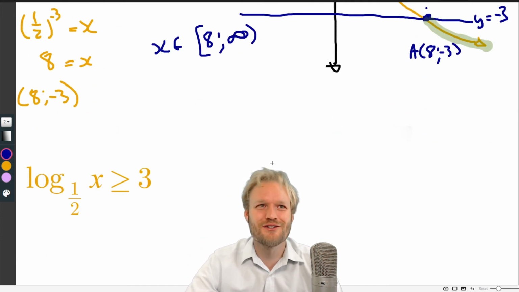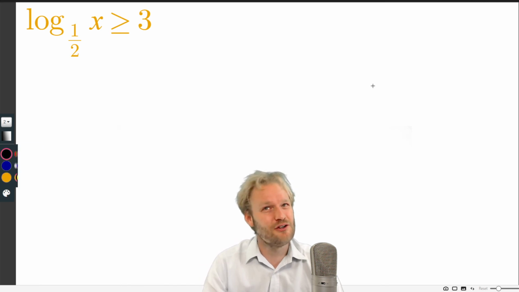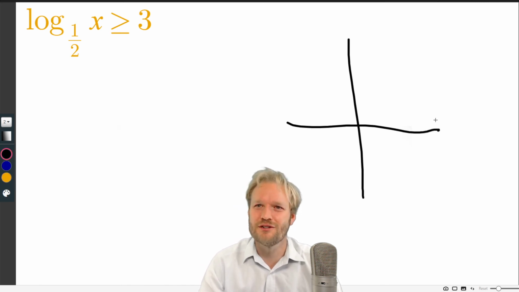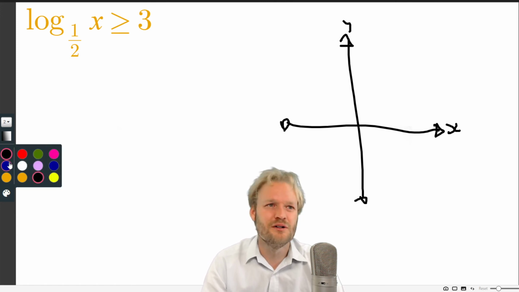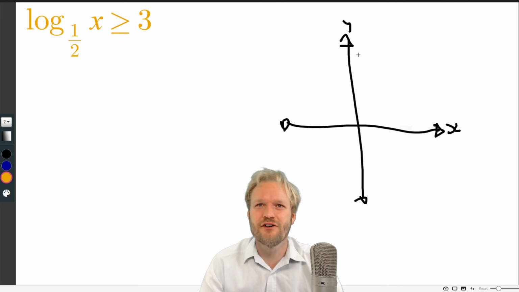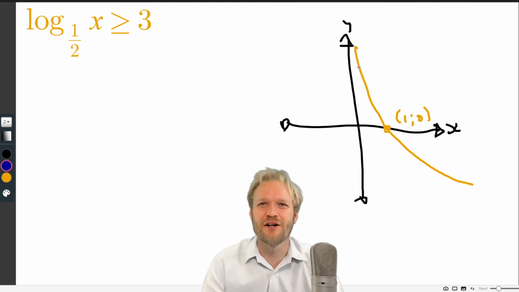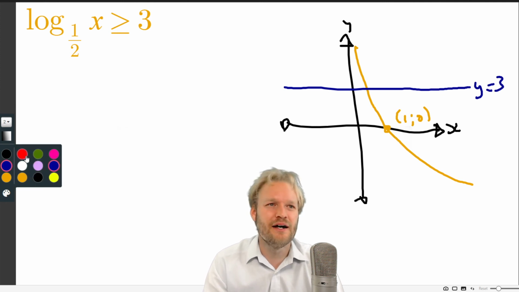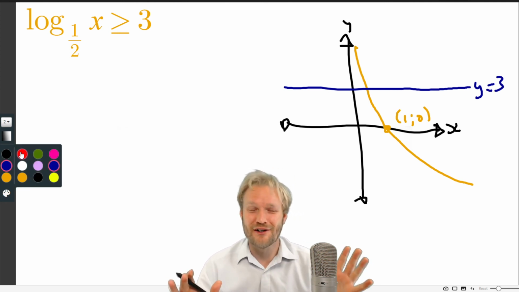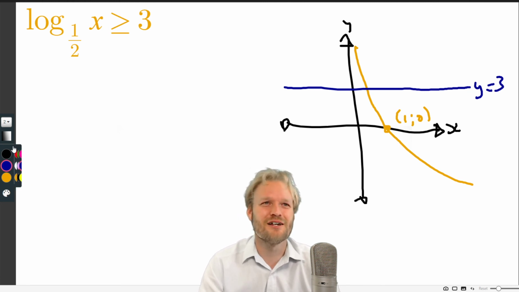Okay, so the last one, let's do the same thing and see when this is greater than 3. So Cartesian plane, go for it. X, Y. And we know that this graph is decreasing. We know that it goes through the point, I'm going to get it right this time, 1, 0. Yes, winning. And now we're looking at this graph here, y equals 3. It kind of cruises along when you know what you're doing, and of course that is a nice ruler.